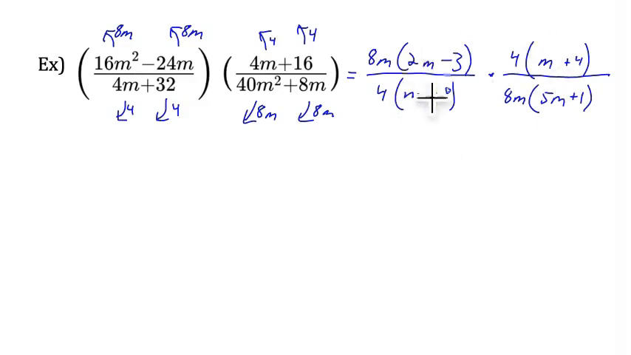Right, all the addition and subtraction signs are buried inside of the factors, so we can go ahead and start canceling because this is a multiplication problem. Here's a pair of 8m's. Here's a pair of 4's. And that looks like everything.